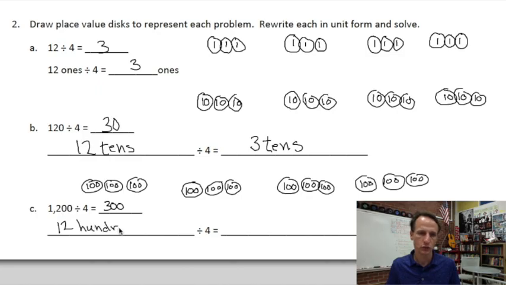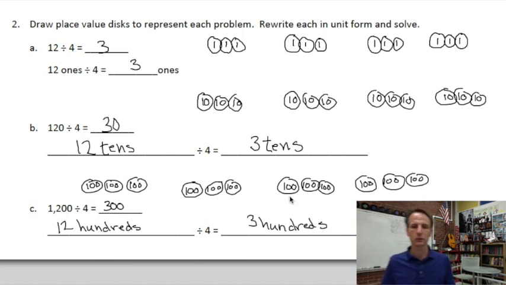And we put those 12 hundreds into 4 equal groups. 12 hundreds divided by 4 equals, well, how many hundreds in each group? There are 3 hundreds. Passing out those mega boxes of donuts, enough to make the whole family happy. 12 hundreds divided by 4 equals 3 hundreds.